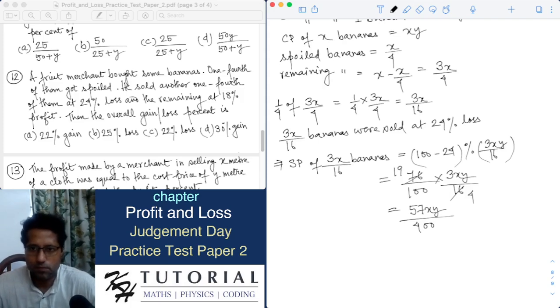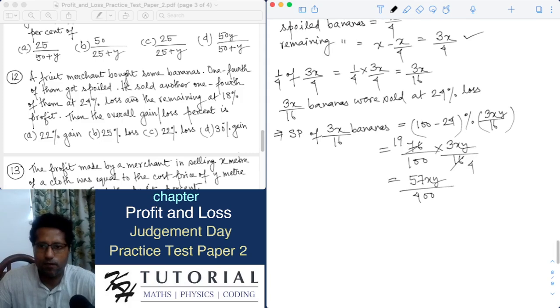So 3x by 4 is the number of bananas remaining after ignoring the 1/4 spoiled ones, but x is the total number of bananas. So 3x by 4 are the good bananas remaining, and 1/4 of 3x by 4 is 3x by 16. So the selling price of 3x by 16 bananas comes out to be 57xy by 400.